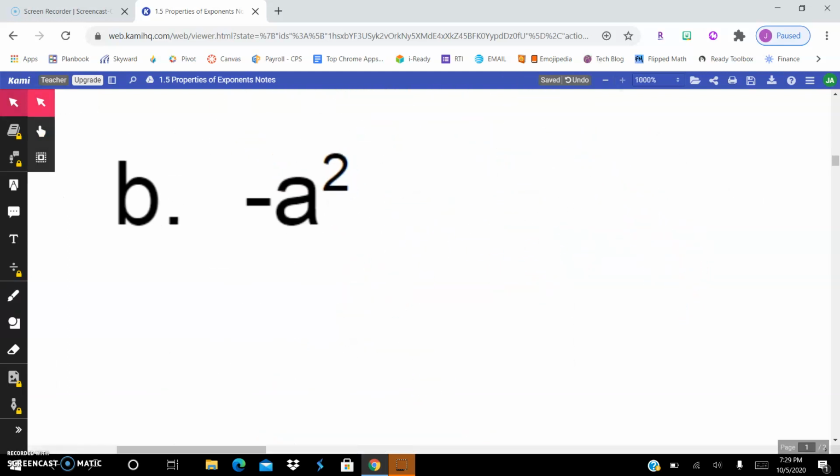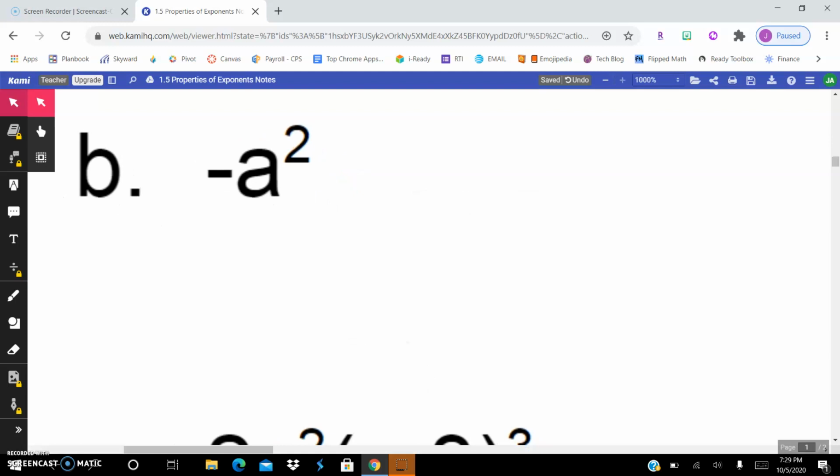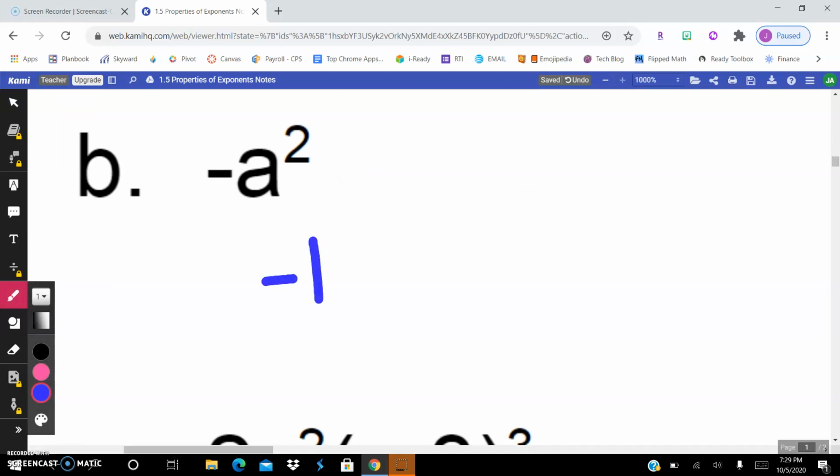This one, -a to the second power, that negative sign out front without parentheses is just like a -1. So we don't write the 1, we just write the negative sign. And then a to the second power would be a times a.